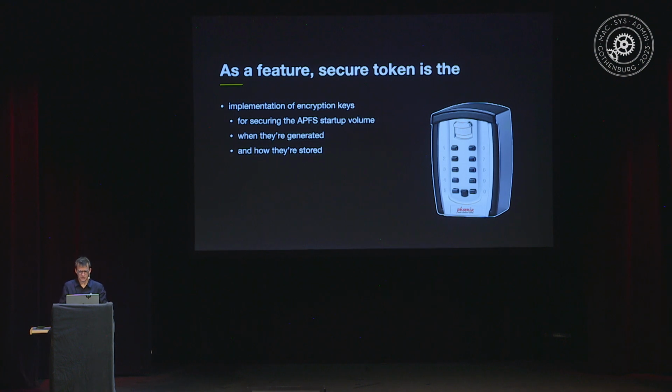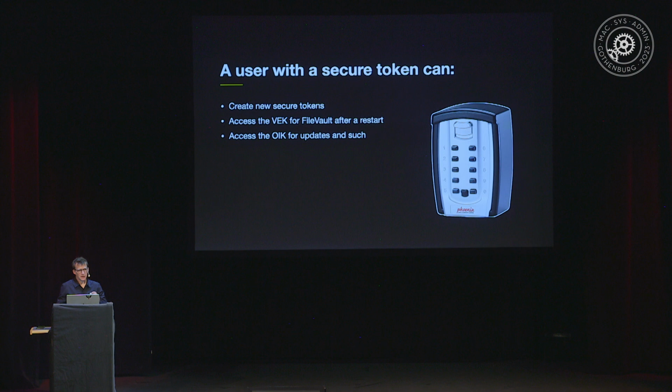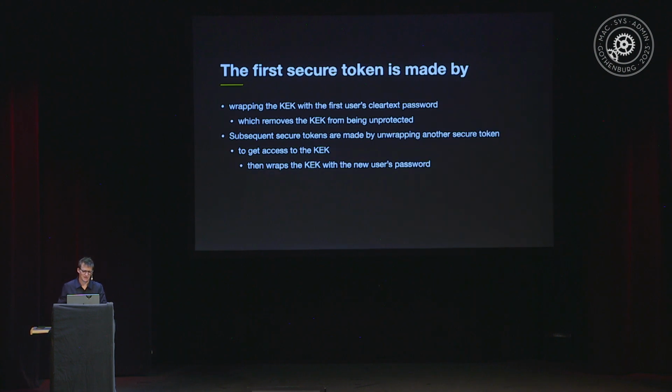As a feature, secure token is the implementation of encryption keys for securing the APFS volume when they're generated and how they're stored. As an object, secure token is a wrapped version of a key encryption key protected by a user's password that lives in a key bag, which is a chunk of data written to the internal volume, accessible even when FileVault is turned on. A user with a secure token can create new secure tokens, access the VEK for FileVault after restart, and access the OIK for updates and etc.